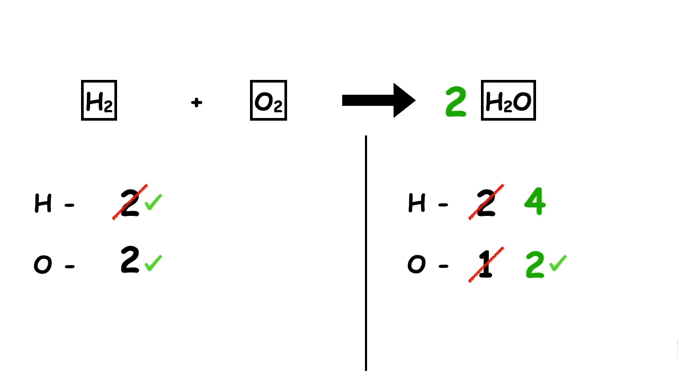What do we do to 2 to get to 4? We multiply by 2. So we put a big 2 in front of the H2. 2 hydrogens inside the box multiplied by the 2 outside the box gives us 4. They balance, so we can tick them off, and our oxygens are still balanced. This is our balanced equation.